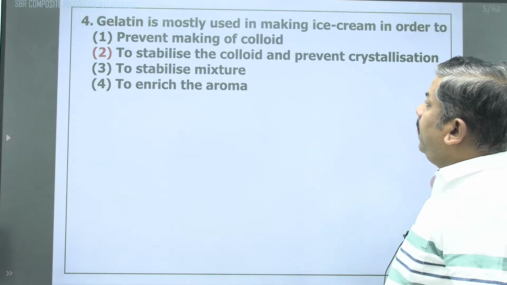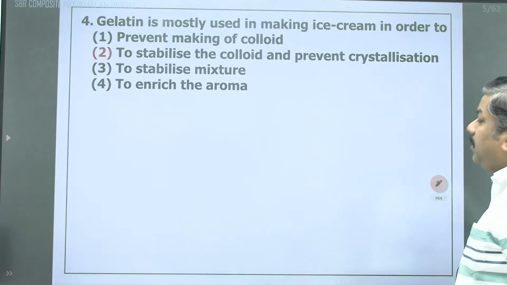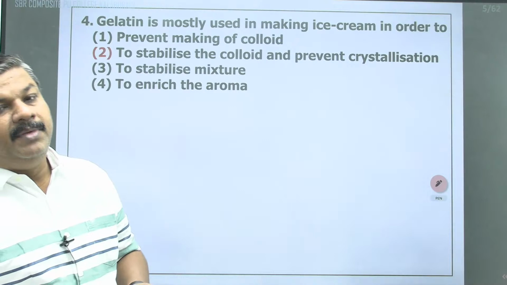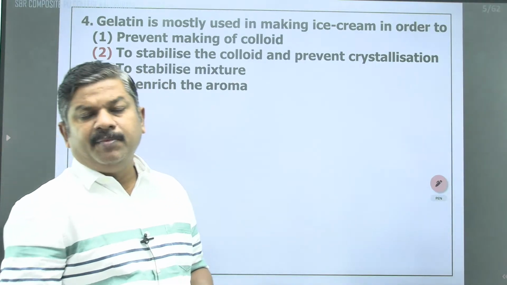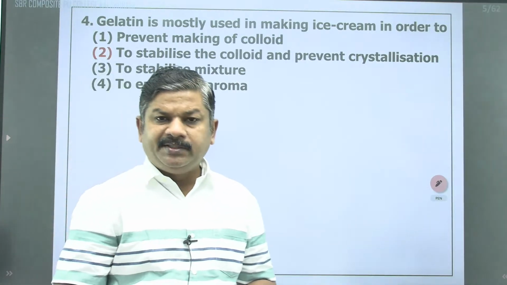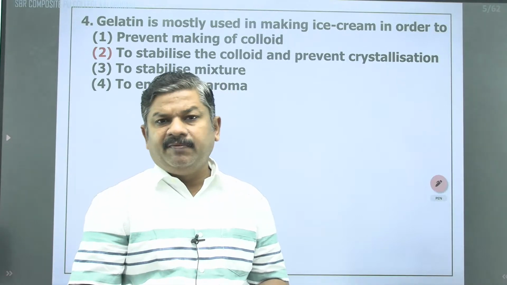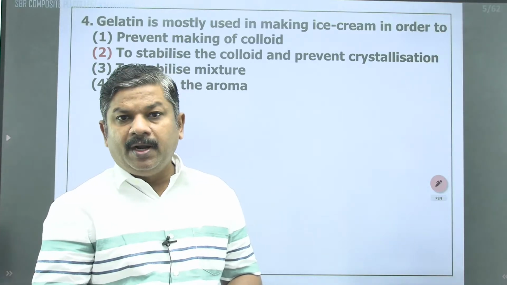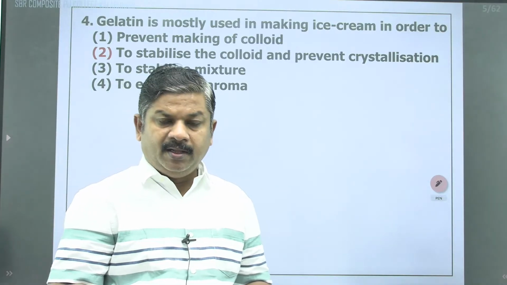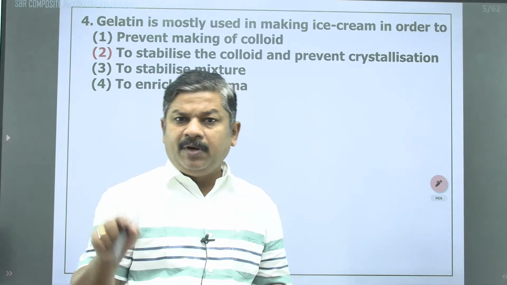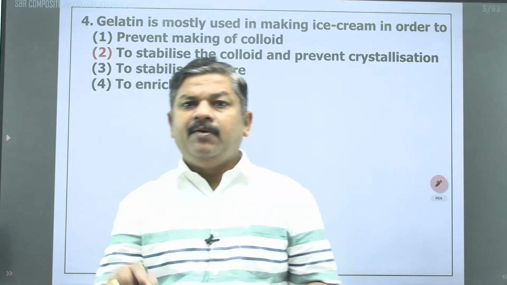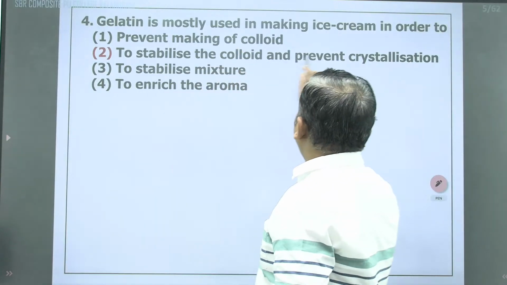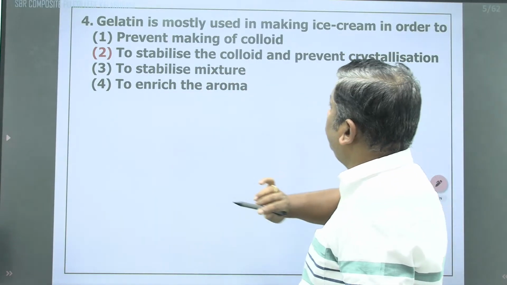Question number 4. Gelatin is mostly used in making ice cream in order to... Generally, gelatin is added in the preparation of ice cream. Basically, ice cream is an example of a lyophobic colloid. It undergoes the process of coagulation. In order to prevent the coagulation of the ice cream, they add gelatin. Here, gelatin serves as a protective colloid, also called a lyophilic colloid. Whenever a lyophilic colloid is added to a lyophobic colloid, it prevents the coagulation of the lyophobic colloid. So gelatin serves as a lyophilic colloid and ice cream acts as a lyophobic colloid.